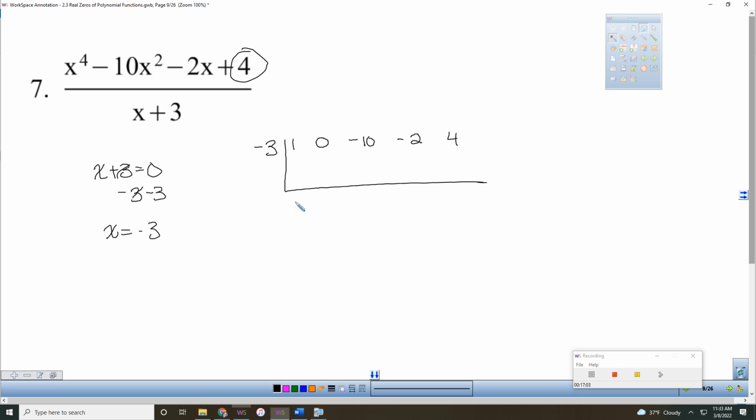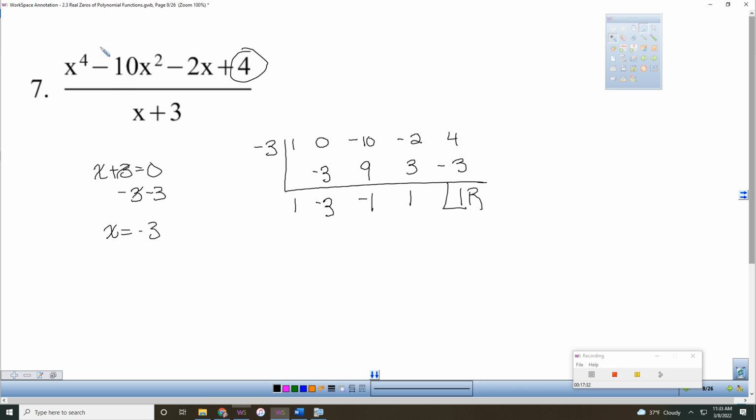So I'm going to drop the 1, and then I multiply. Negative 3 times 1 is negative 3. And then I'm going to add 0 to that, which would give me negative 3. And then I multiply that times negative 3, which gives me 9. Plus negative 10 is negative 1. Times negative 3 is 3. Plus negative 2 is 1. Times negative 3 is negative 3. And then I add that together, which gives me 1. And this number is my remainder.